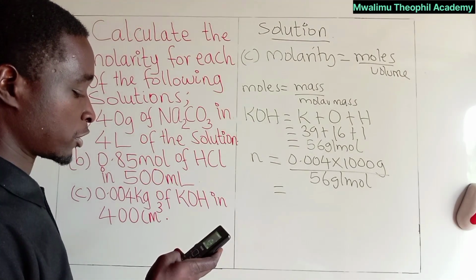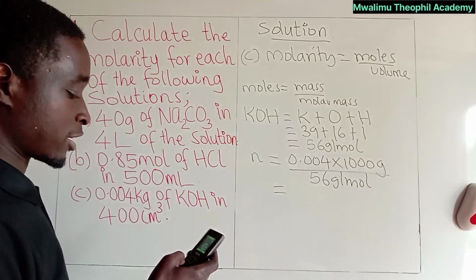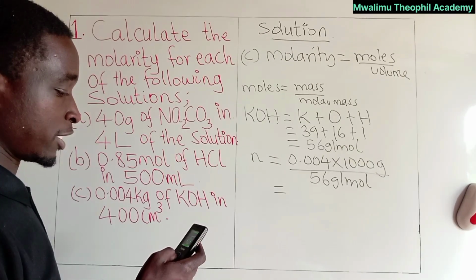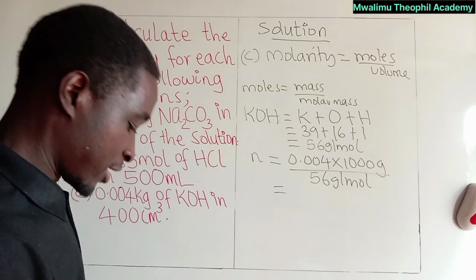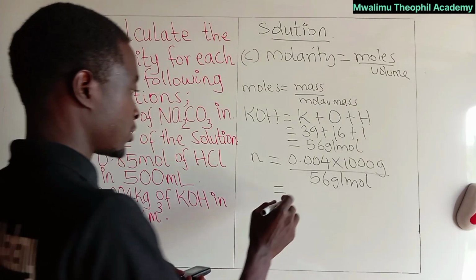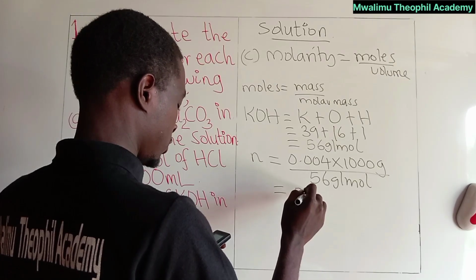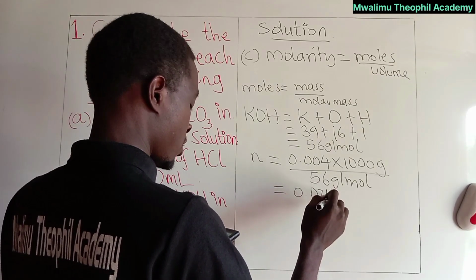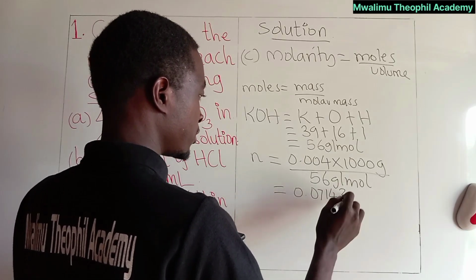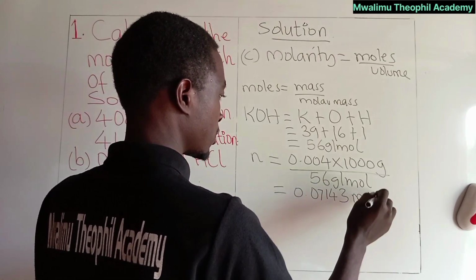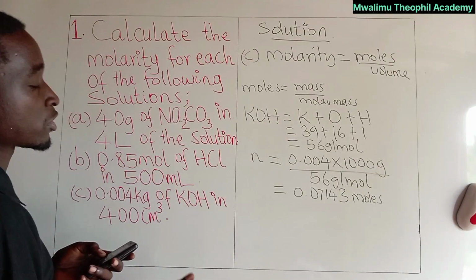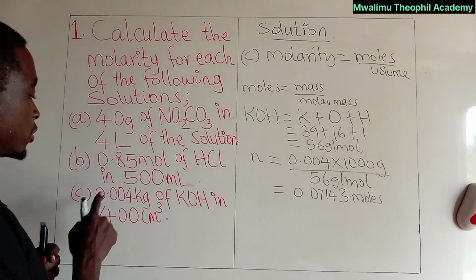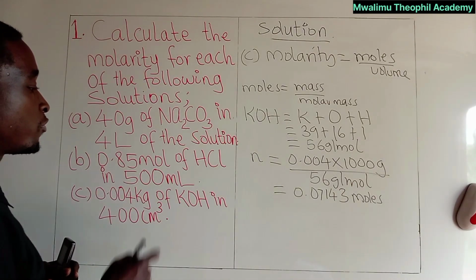We have 0.004 times 1000 over 56. The answer obtained here is 0.07143. These are moles. So we have obtained the number of moles of potassium hydroxide present in 0.004 kilogram of itself.